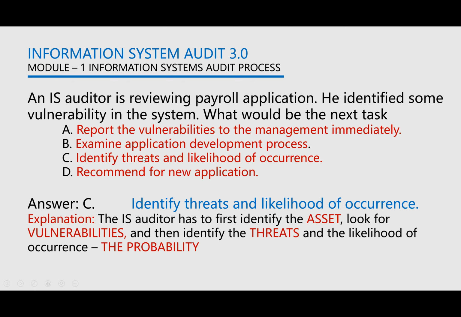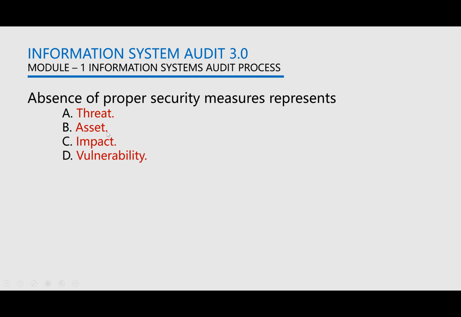Say, for instance, you have identified a threat, but the likelihood of the occurrence is very, very less, negligible, then it does not come under the criticality. But if you find that the likelihood, that is the probability of occurrence, is very high, then it has to be taken care of. Now, absence of proper security measures represents threats, assets, impact, or vulnerabilities. What is the answer?